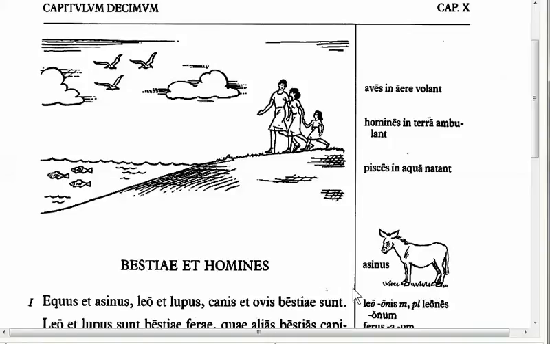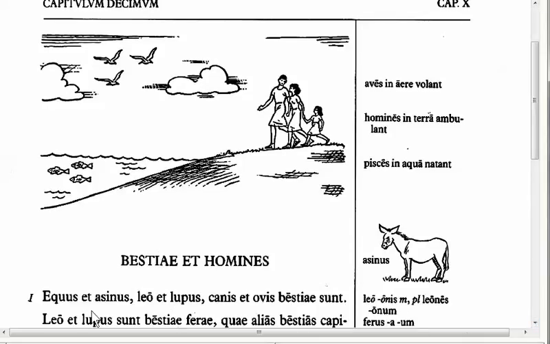We have Equus et asinus, leo et lupus, canis et ovis bestiae sunt. A horse and a donkey, a lion and a wolf, a dog and a sheep are animals, are beasts. So we have here, notice leo. Leo is a third declension noun, and we see in the margin that the nominative is leo, but the genitive, the second form here, is leonis, leo leonis, and that it is masculine.